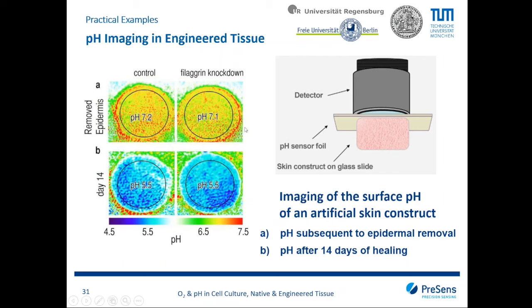Here in these results on the left side, in the first row, you can see that the pH values upon removal of the pH barrier mantle of the skin quickly rise up to 7.2 or 7.1. After 14 days of healing, the pH barrier mantle is re-established and the pH values get back to the normal 5.5.